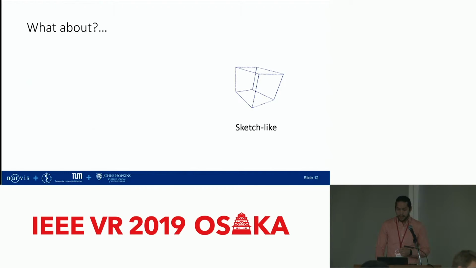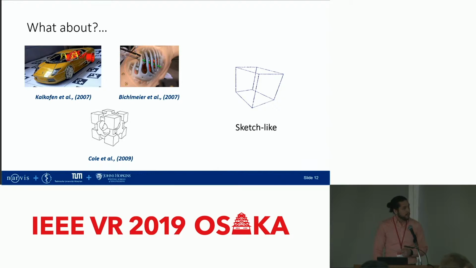Context and visualization techniques have been used before to improve depth perception in AR. Examples of these works are Kalkofen and collaborators from 2007, as well as B. Clymer and collaborators. And to our knowledge, there is no previous work that has used these kinds of visualizations in alignment tasks.